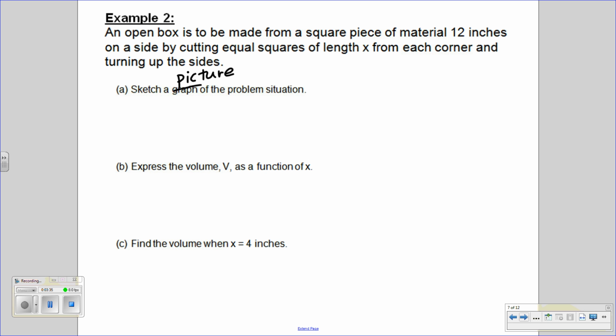Okay. All right. So we have this box that's going to be a square piece of material. And we know that it is 12 inches on each side. So the entire side is 12. But I want to cut equal squares of length x from each corner. So in this corner, I'm going to have a square with length of x on each side. And I'm going to do that in every corner of this box.